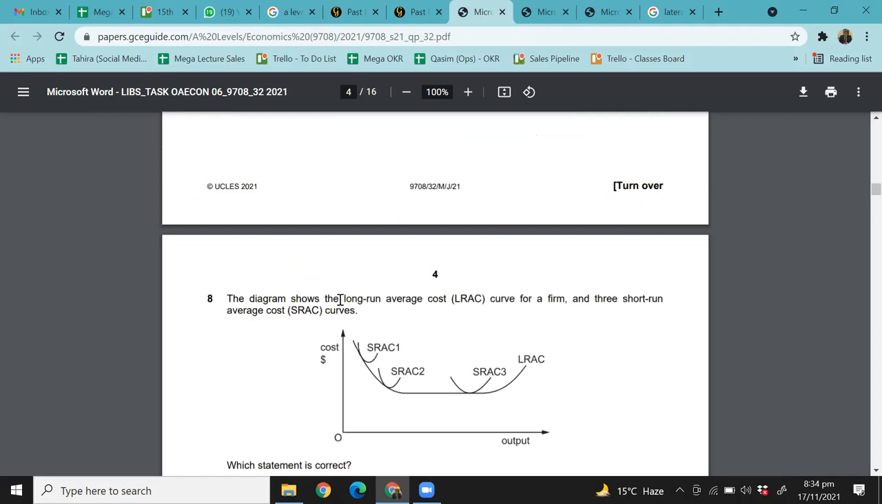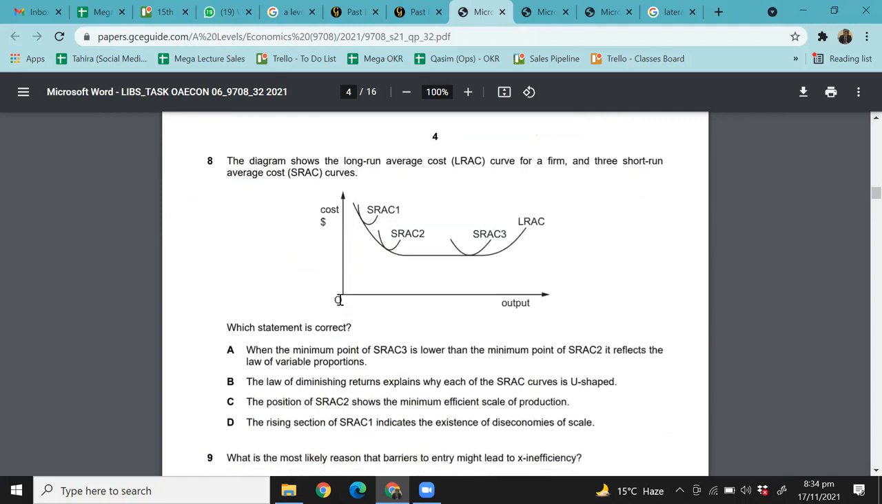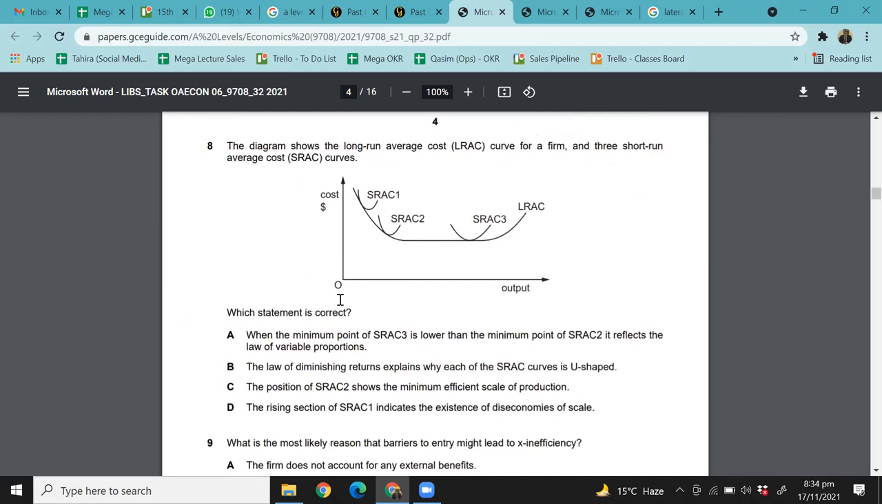Okay. Now, the next question says the diagram shows the long run average cost curve for a firm and 3 short run average cost curves. Which statement is correct?